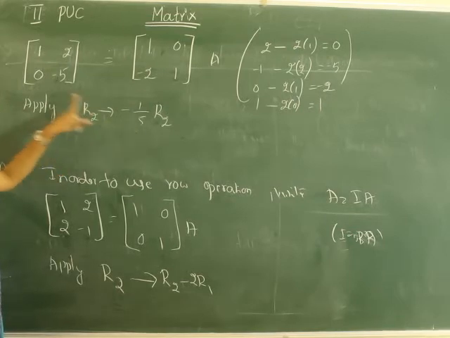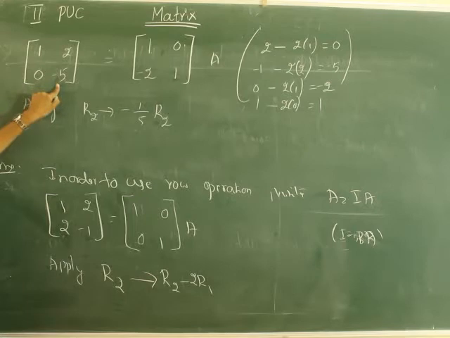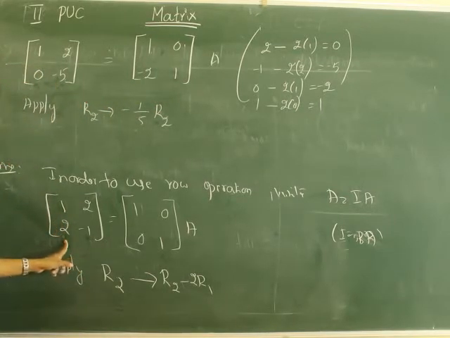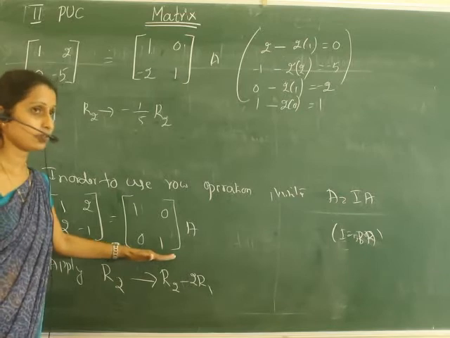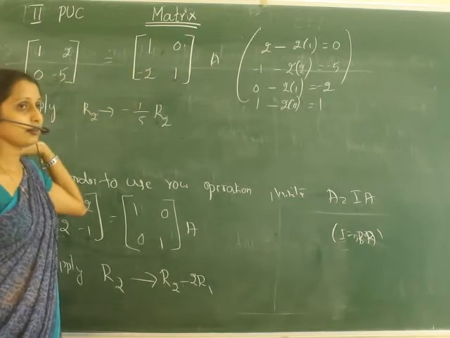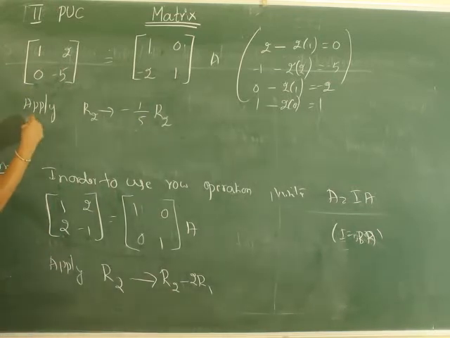Already it is 0 here. Now I have to get 1 here, and only if I multiply by minus 1 by 5 can I get 1 here. Therefore I am multiplying R2. I only need to look at this element, but while performing the operation I have to apply it to the entire second row. So what we get if I do this operation: the first row is as it is.